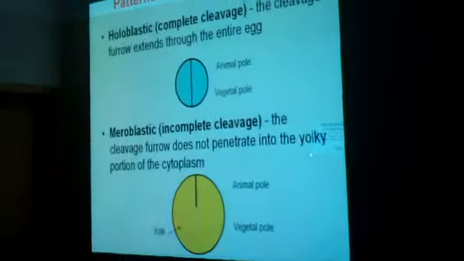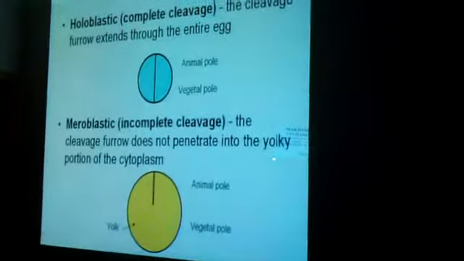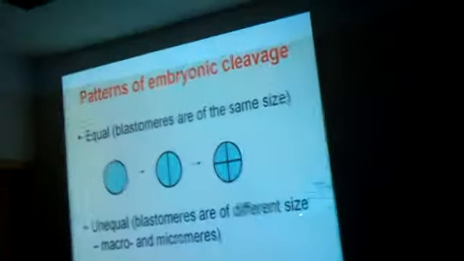Not very important for us, only look quickly. You see that when there is not much yolk, the cleavage furrow divides completely: holoblastic cleavage. And meroblastic cleavage is when yolk does not let the furrow go up to the end. Equal if blastomeres have the same size, and unequal if blastomeres are small and big because of yolk. Understand?